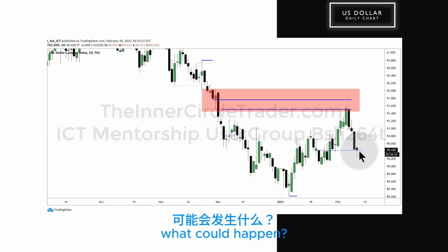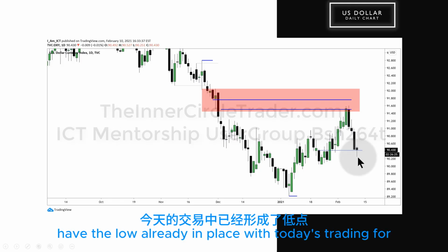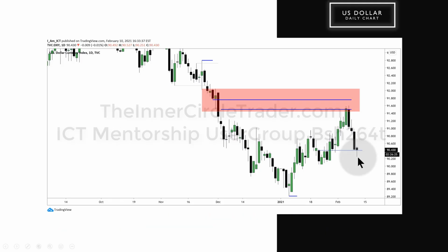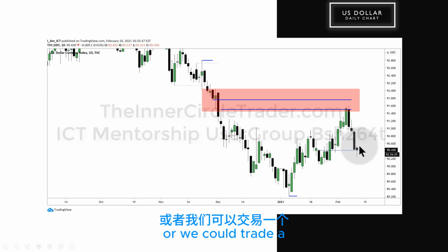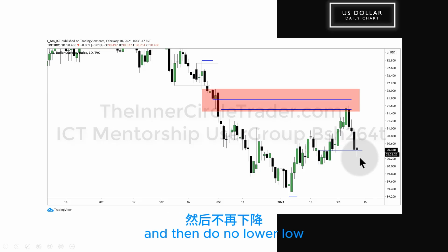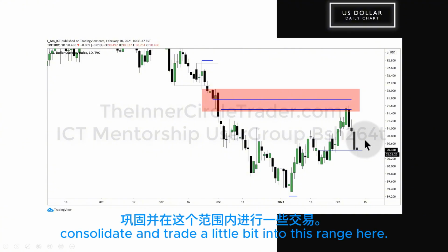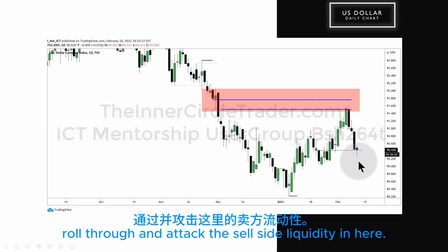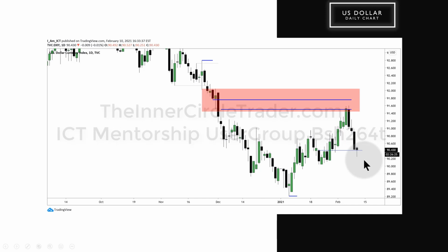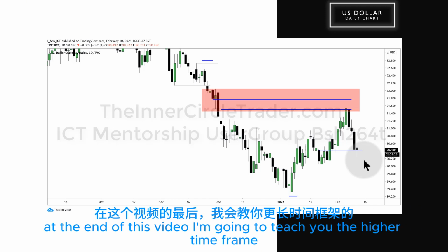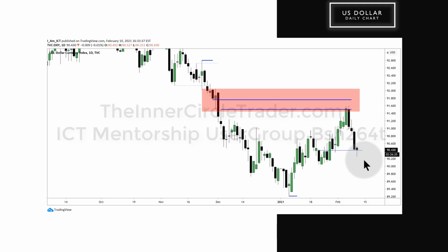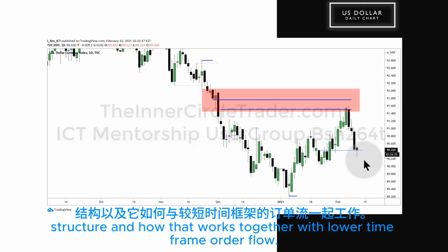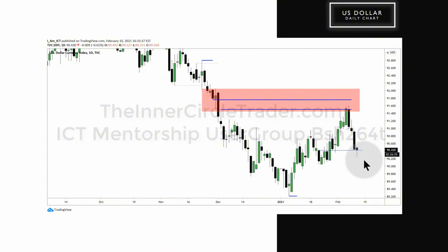So what could happen? Well, we could have the low already in place with today's trading for the week. Or we could trade a little bit through it and then do no lower low into Friday and just consolidate and trade a little bit into this range here. Or we could roll through and attack the sell side liquidity in here. That's what we're going to be watching. But at the end of this video, I'm going to teach you the higher time frame structure and how that works together with lower time frame order flow.